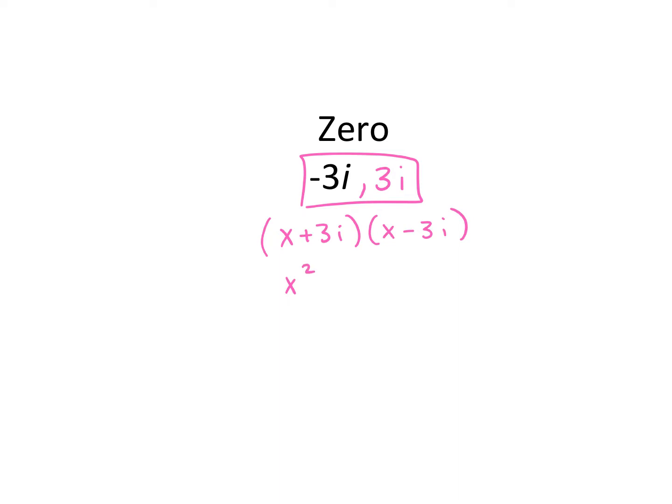So the first term squared minus 3i squared. The squared gets distributed to the 3 and the i, so it'd be x squared minus 9i squared. And what does i squared turn into? Negative 1, which makes it a plus 9. So this is x squared plus 9. All right, so this is a factor.